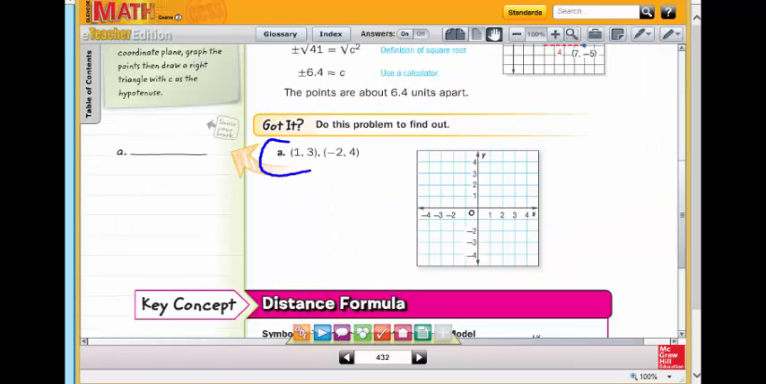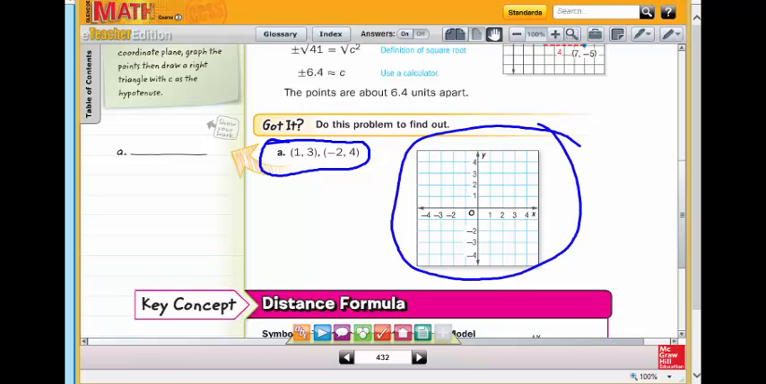Please press pause and do letter C. In this case, they do want you to plot it on the coordinate plane here. I think that's good practice, but if you'd like to also practice doing it without it and do your math over here like I did above, that's perfectly acceptable.